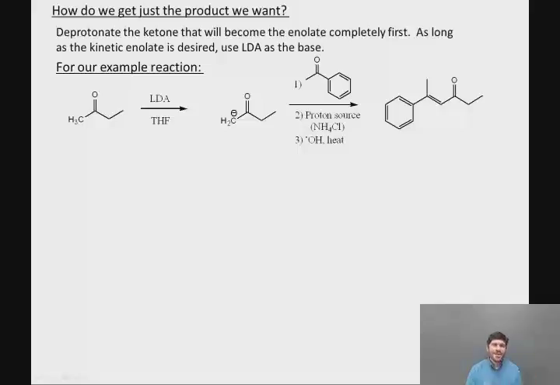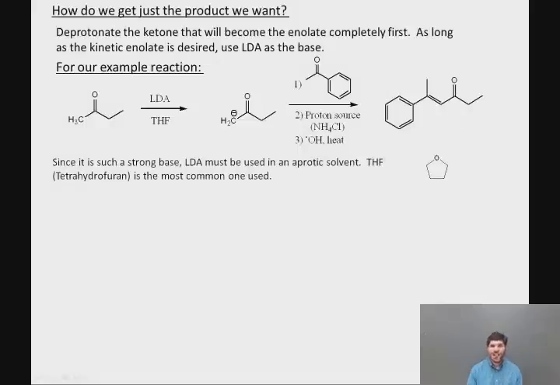Okay, so we take our B, react it with LDA, we get the kinetic enolate, and then in order we would add it to ketone A. Then we would have to add a proton source, and then finally dehydrate it. I'll go through this in a little bit more detail.